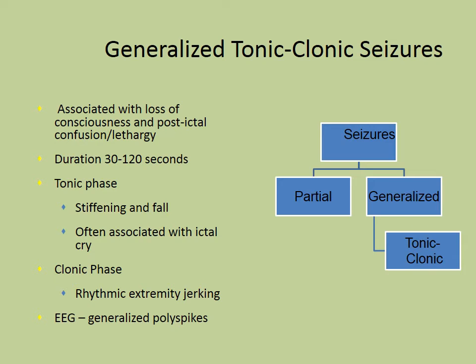Tonic-clonic seizures usually last anywhere from 30 to 120 seconds. There can be drooling or foaming resulting from lack of swallowing and excessive salivation. There can be biting of the tongue, cheek, or lips. There can be bleeding. There can be bladder or bowel incontinence. There's post-ictal lethargy and confusion that can last minutes up to hours, and they can also get very agitated after that. The EEG does show some generalized polyspikes. These are usually obscured by a muscle artifact.